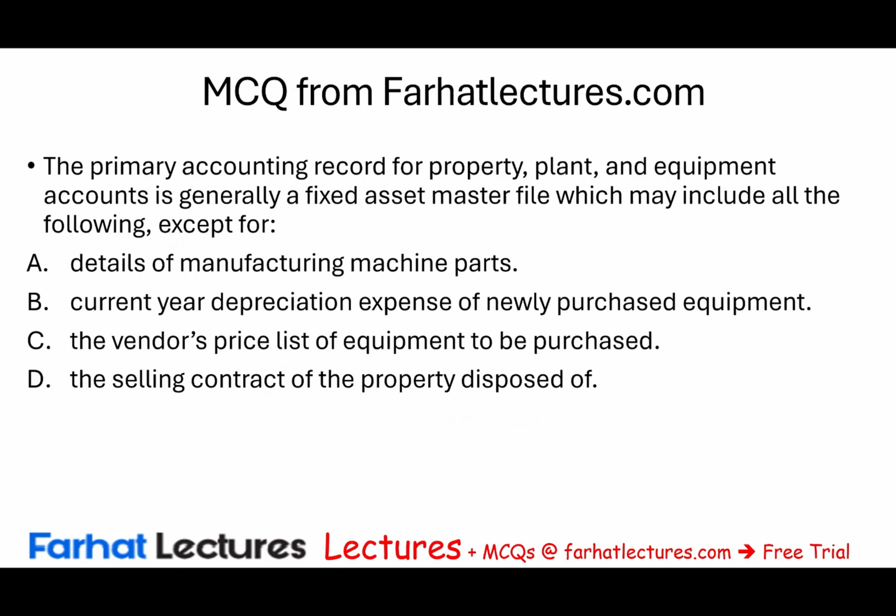Let's take a look at this multiple choice question from farhatlectures.com. The primary accounting record for PP&E is generally a fixed asset master file, which may include all the following except. The reason I have this question here is that you could see this on a CPA exam simulation. When it deals with property, plant, and equipment, they would always give you a fixed asset master file. What would this fixed asset master file include? Well, it's going to tell us three things, and one of these things it does not include.